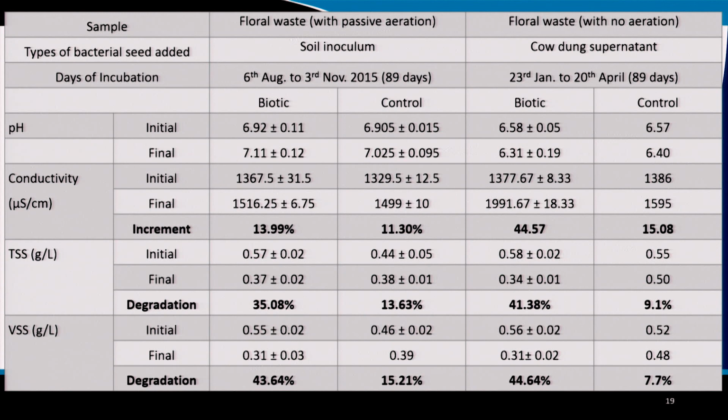VSS, the results are insignificantly different, they are almost equal, and in terms of tannin lignin removal also it's not a significant difference. So whether you provide aeration in terms of vented caps or whether you use cow dung or soil inoculum, at least in this set of experiments there was no significant difference.